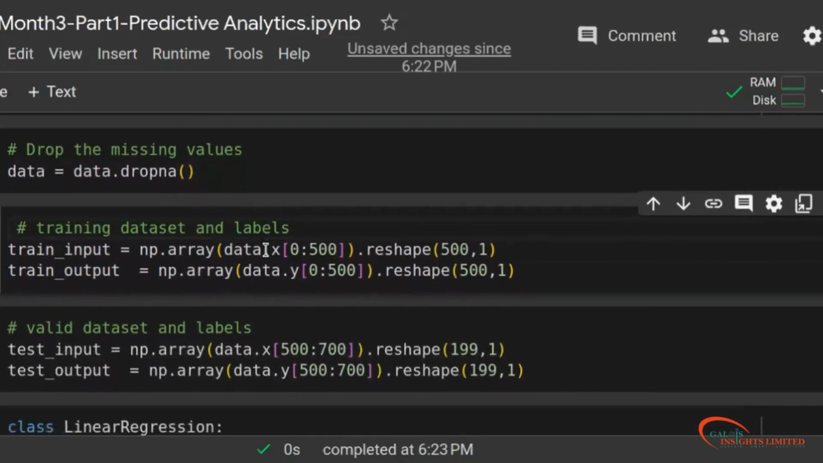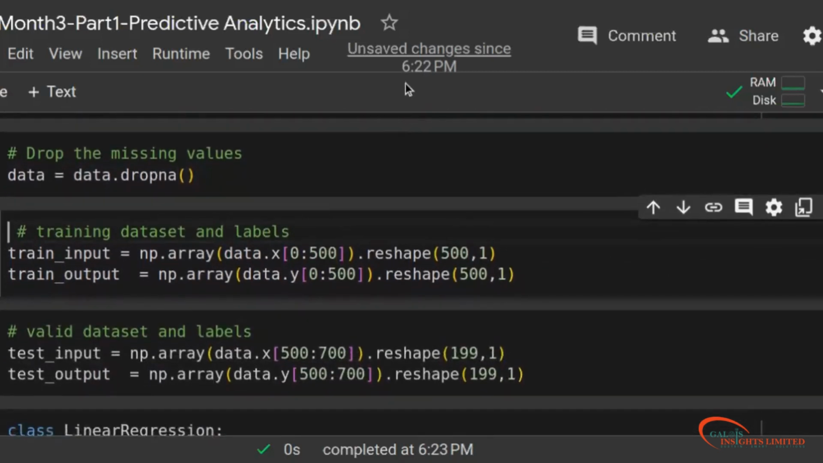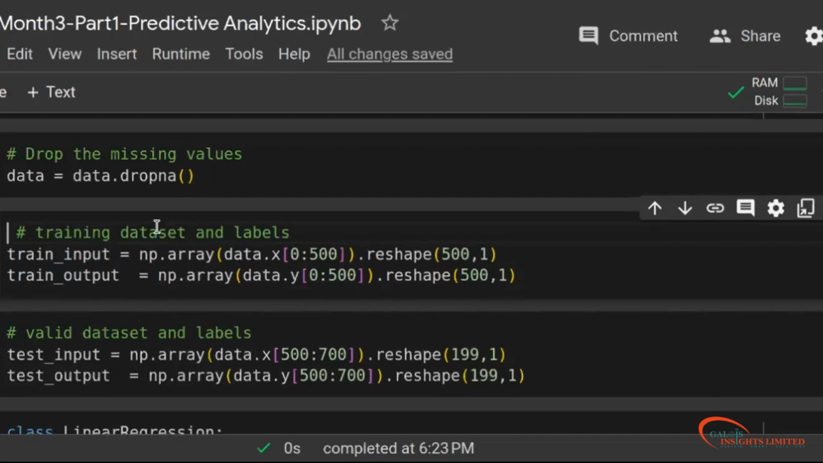You can simply drop them right away. And then the next line of code is to do some form of transformation. So here we want to transform the data set. Yeah, we are simply transforming this.